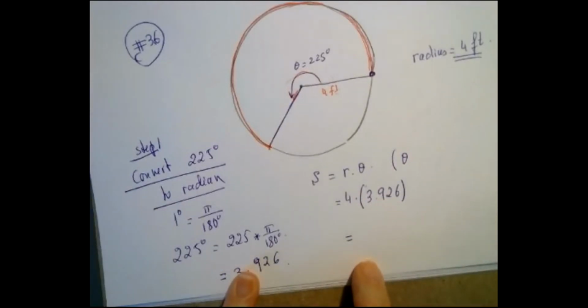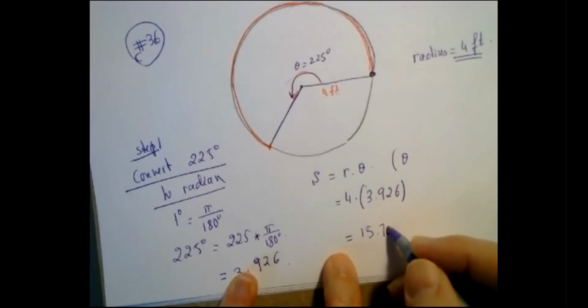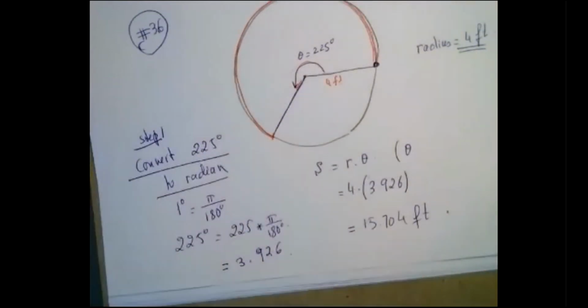I can do it in my head. I don't feel like it. So it's 3.926 times 4, and I'm getting 15.704. She's absolutely correct. Okay. Any questions?